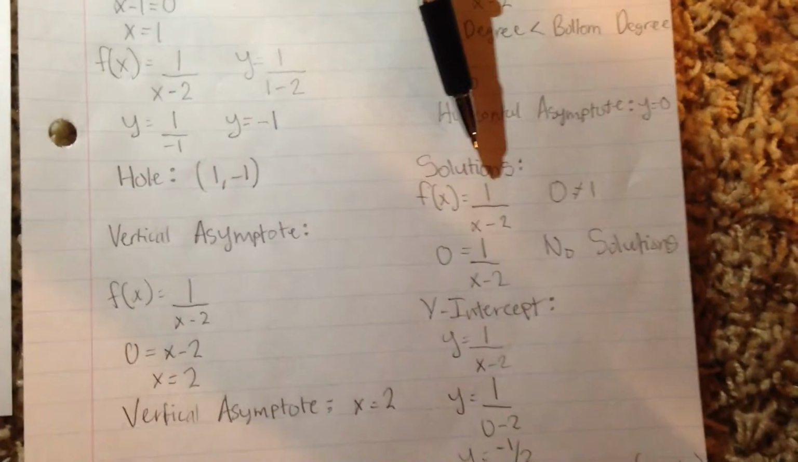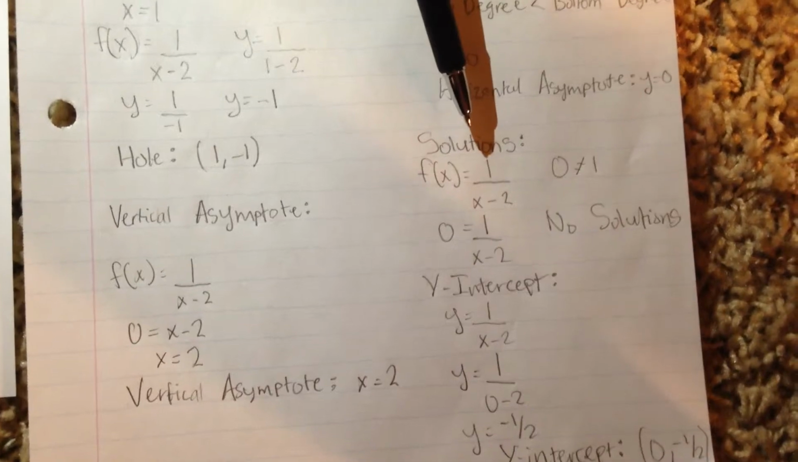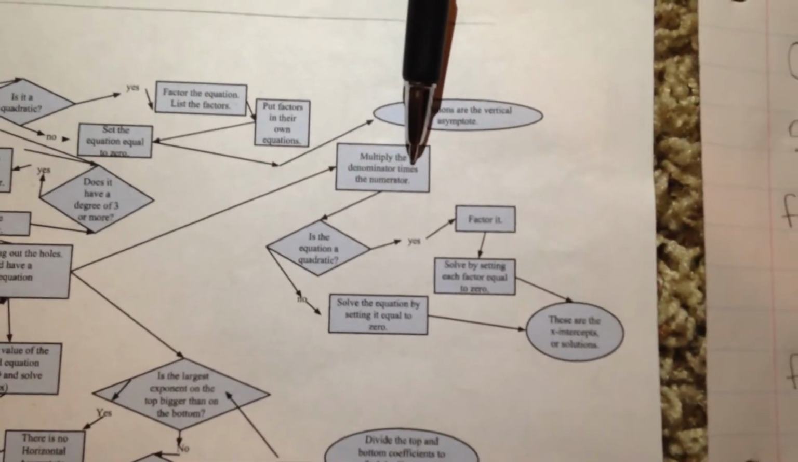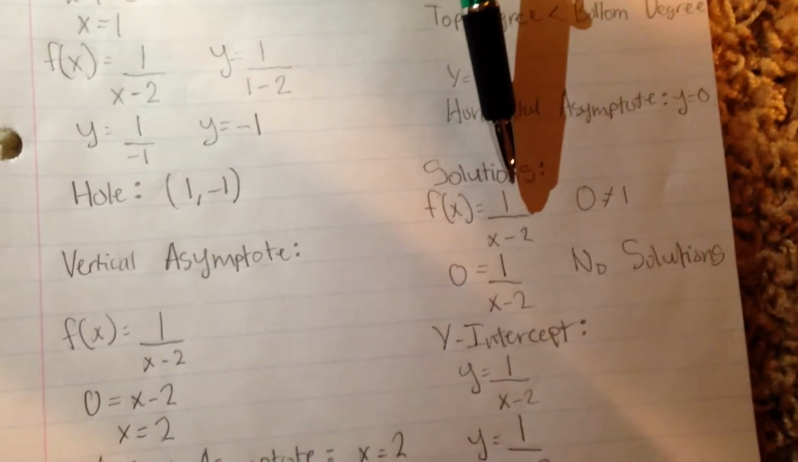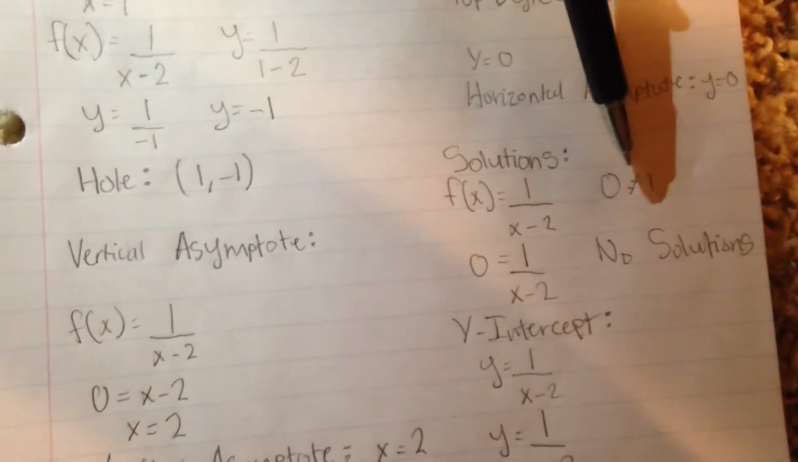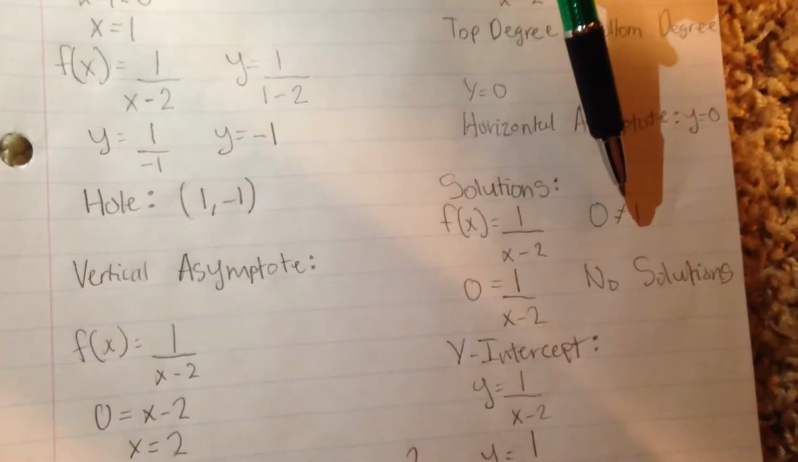So now, we're going to find the solutions to this rational function. First step is to multiply the denominator times the numerator. So, x minus 2 times 1 equals 1. And you're going to set the 1 equal to 0, and since 1 does not equal 0, there are no solutions.